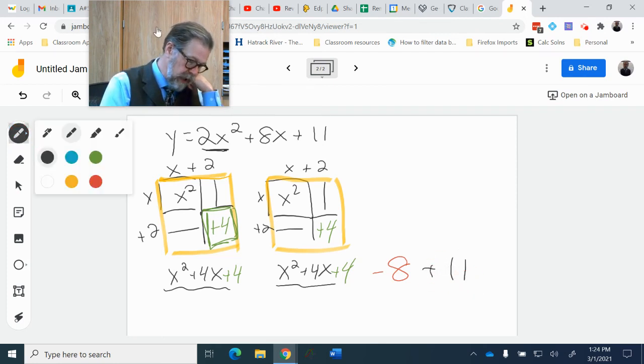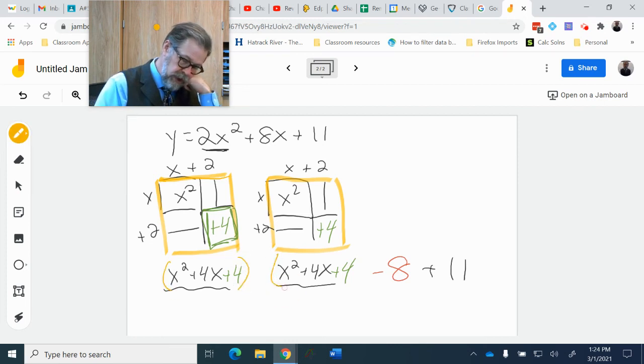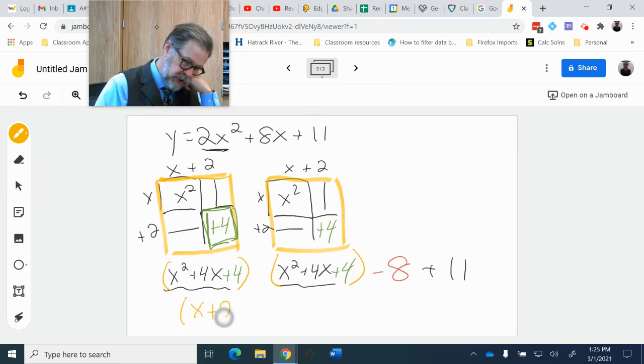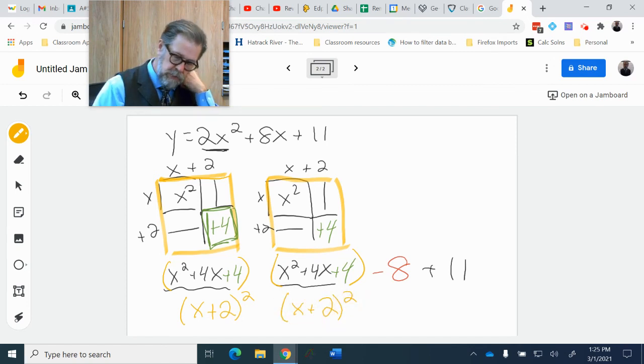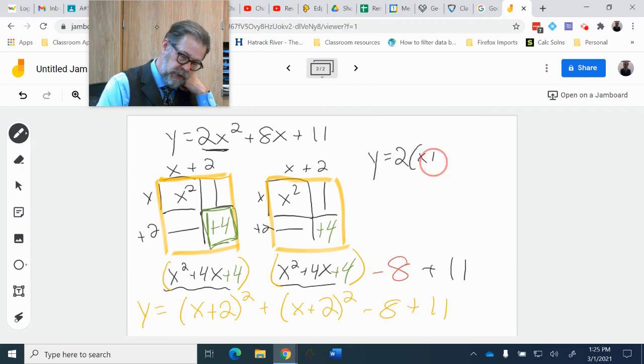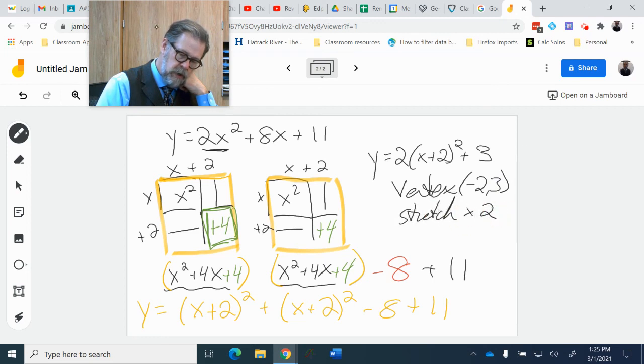So what do I have? Well, this is a square, this is a square. This square is x plus 2 by x plus 2. This square is x plus 2 by x plus 2. And another way to write two of these is y equals 2 times x plus 2 squared plus 3, which means that my vertex is at negative 2, 3, and I have a stretch factor of 2.